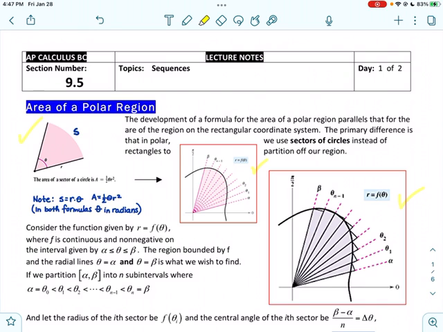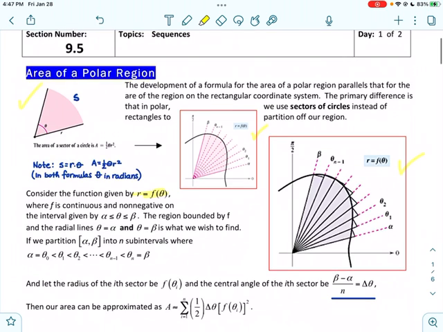So consider the function given by r equals f of theta, where f is continuous and non-negative on the interval. So it can't be negative. We have the interval from alpha to beta, the region bounded by f and the radial lines theta equals alpha and theta equals beta. They're like our a and b for the limits of integration. And it's not a strange thing that we use alpha and beta. They're the Greek letters, the first two letters of the Greek alphabet. So alpha and beta is what we wish to find.